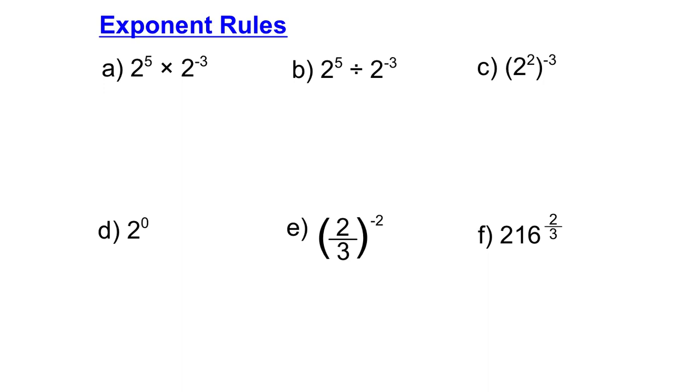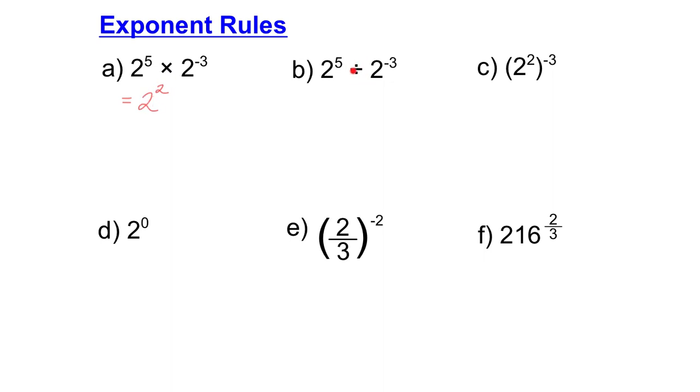Another thing we talked about in this unit was how to work with exponents. We have different exponent rules for simplifying expressions that have powers. If you're multiplying powers with the same base, or dividing powers with the same base, or you have a power of a power, or a zero exponent, or a negative exponent, or a rational exponent, how do you work with these? Well, if you're multiplying powers with the same base, add the exponents. 5 and minus 3 is 2, so this simplifies to 2 to the exponent 2.